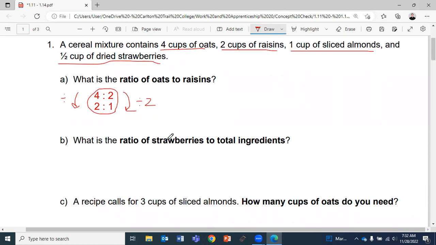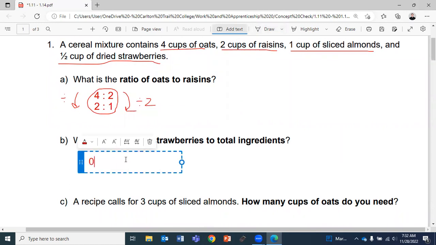So a ratio of strawberries to total ingredients. I have a half cup of strawberries, so I can put 0.5 there. That's fine too. And how many total ingredients do we have? We have 4 cups of oats and 2 cups of raisins, so that's 6 cups, plus 1 cup of sliced almonds, that's 7 cups, plus a half cup of dried strawberries. The strawberries are included in all the ingredients, right? So I'm at 7.5 cups here.